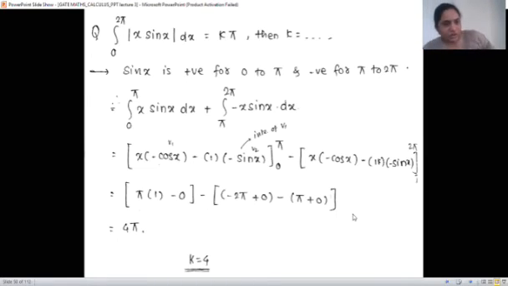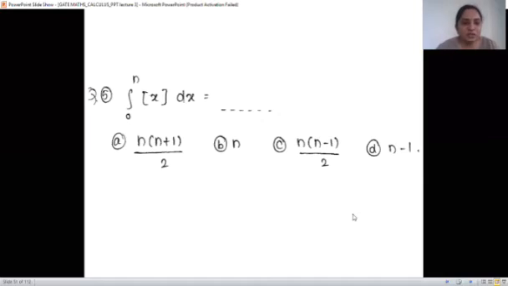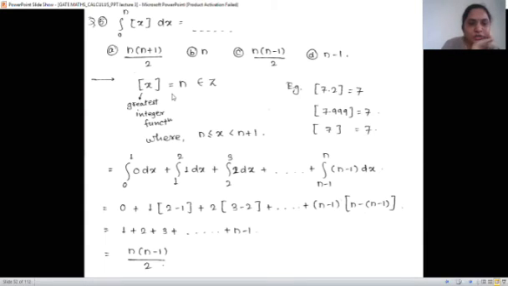Next question. Integration 0 to 1 of the greatest integer function of x dx is equal to the answer. Do you know what the greatest integer function is? It is where x lies in n to n plus 1, but it is closed to n. So wherever it is 7.2, its value is 7. Similarly for 7.999 it is 7, and for 7 also it is 7. So it is the greatest integer function of that integer.